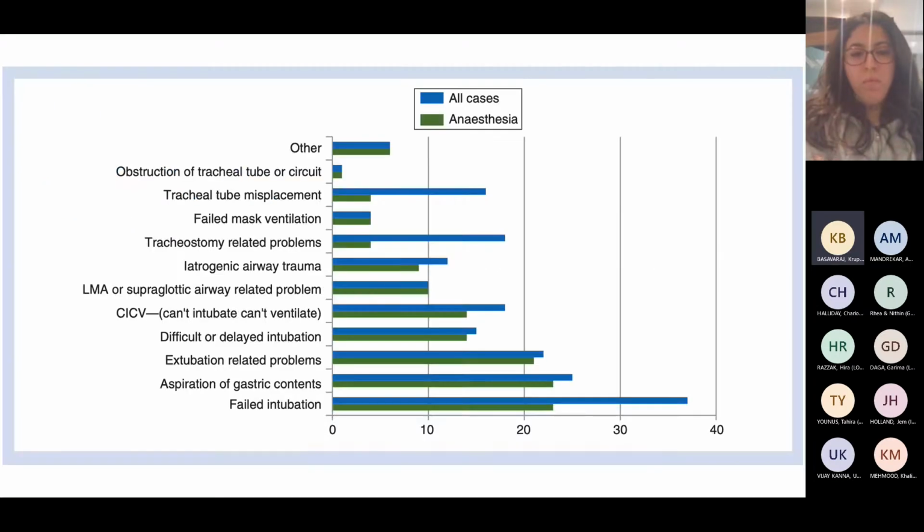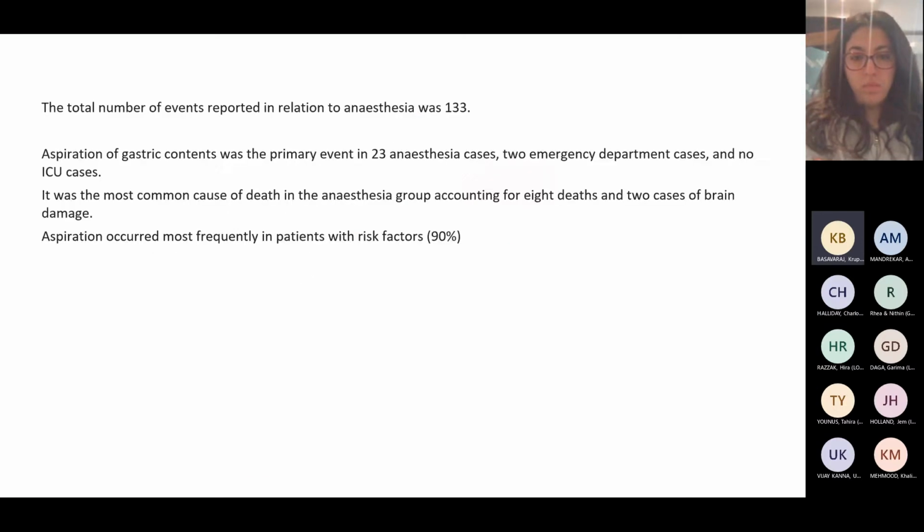I'm going to just go through this in very little detail, not much. As you can see, the one in blue, which has all the cases, the highest incidence is for failed intubation and aspiration of gastric contents, which is what we are trying to aim and get out. The total number of events reported in relation to anesthesia was 133. However, aspiration topped the list in about 23 cases. In most cases of death, it was anesthesia, which was accounting for 8 cases of death and 2 of brain damage. And aspiration occurs more frequently in patients with risk factors. And if they're in ED or in the wards in a worse condition, I wouldn't expect them to be without risk factors.